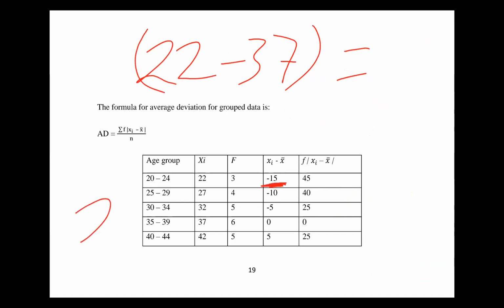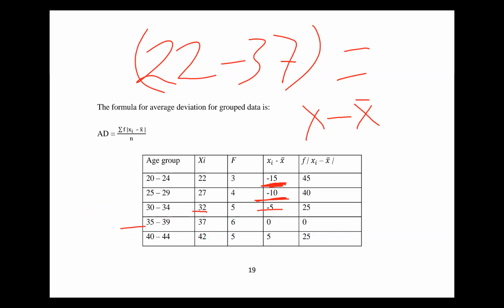Then you can say 27 minus 37, you find a negative 10 as your deviation, okay? The deviation is x minus x bar. You continue, do the same for 32 minus that, you have that. Then 37 minus 37 is 0. That's why you get 0 under the deviation.